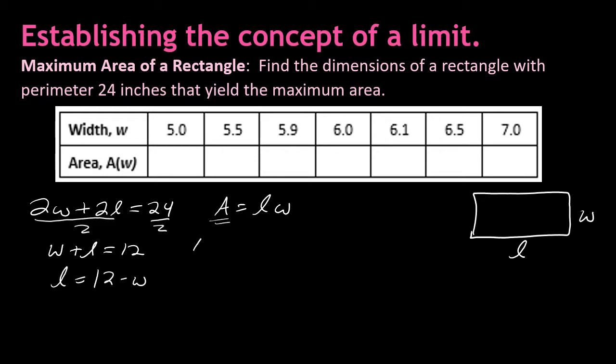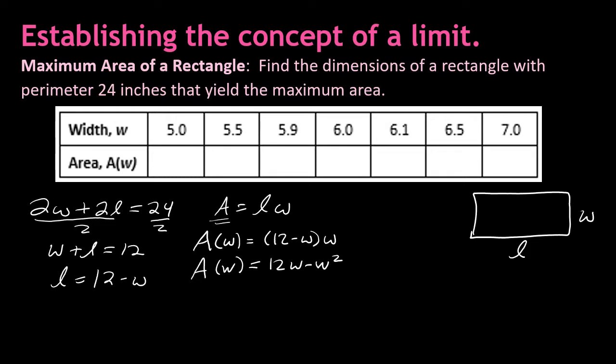So if I want to write area as a function of width, that means the only variable I can have in my problem is W. I know that the length is 12 minus W, and I can take this W here. If I rework this, I have area as a function of width equals 12W minus W squared. So I can take that equation, put it into a calculator, and fill in the table.